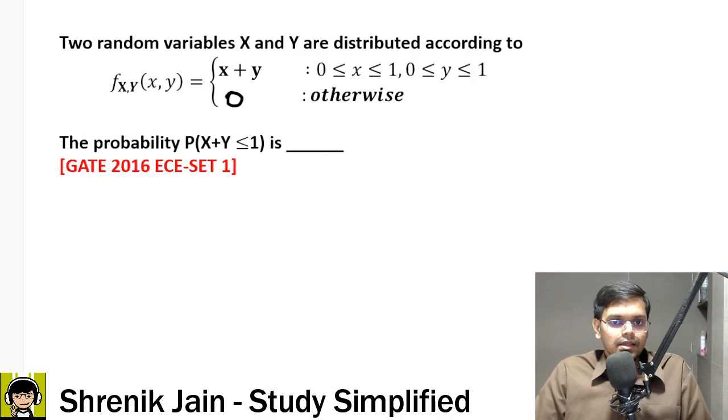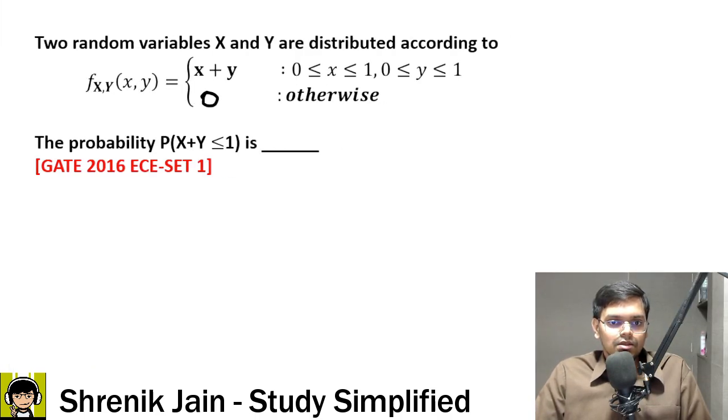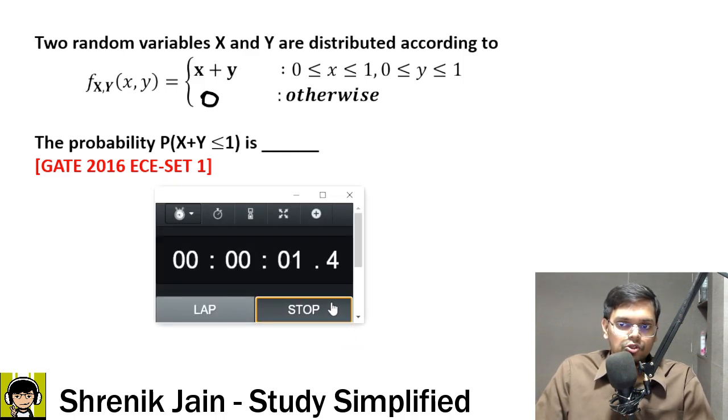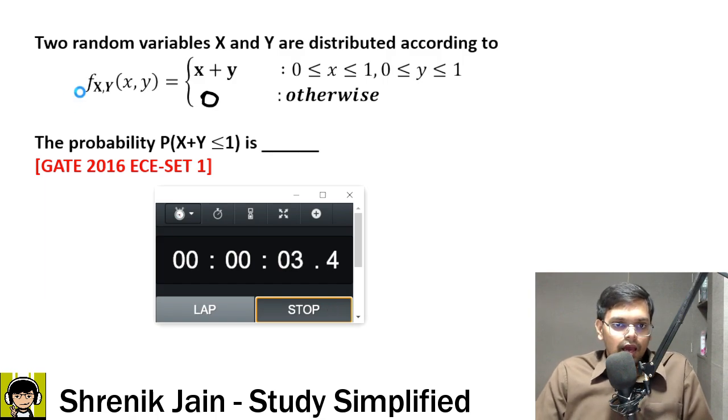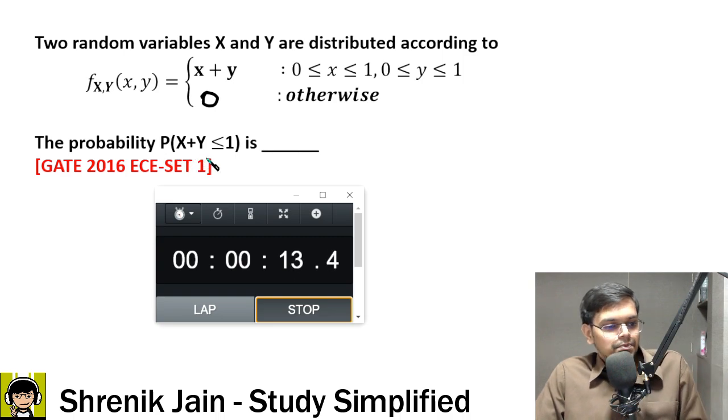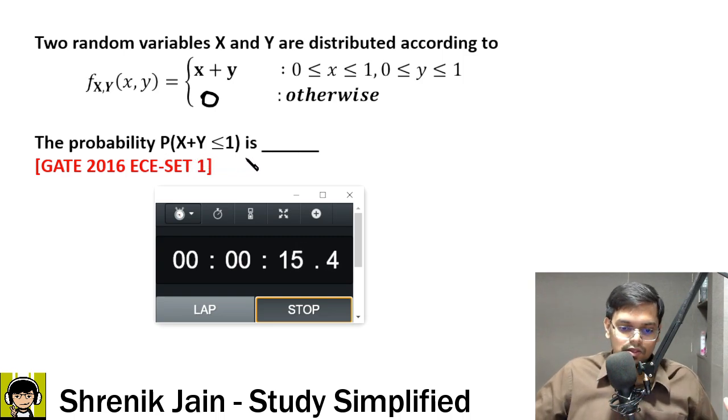Chalo. Try the next question. This is not repeated, but this is one of the good question. Try it out, guys. 2 random variables x and y are distributed according to f of x comma y that is equal to x plus y when x is from 0 to 1, y is from 0 to 1, otherwise the function is 0. So the probability of p of x plus y less than equal to 1 is what?